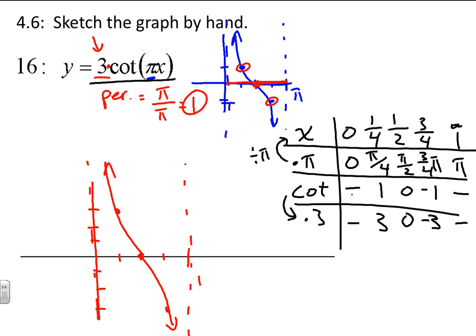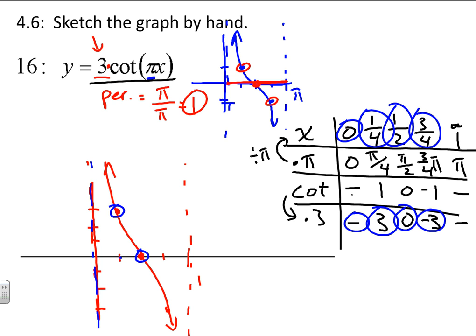And so let's check those points out. Here is 0, asymptote. 0, asymptote. Here is 1/4, 3, 1/4, 3. Here is 1/2, 0. Now there it is. 3/4, -3. Got it. 1, asymptote. So there we go. There's our graph conceptually and mechanically.